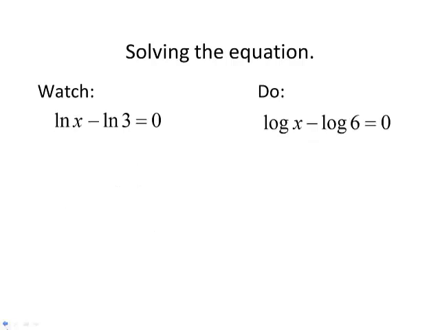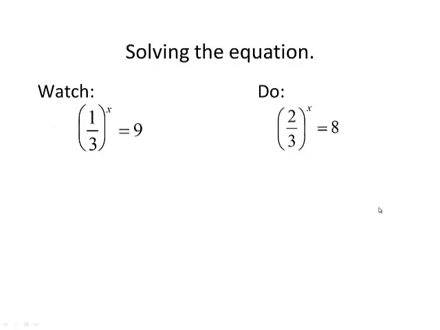Next. You're going to watch me do this one. I'm solving for x, so I need to isolate the x. So I'm going to add 3 natural log of 3 to both sides. Now I have natural log of x is equal to natural log of 3. Then I'm going to take the anti-natural log of both sides. They cancel each other out. I get x is equal to 3. Go ahead and do that. You finished? All right. Answer should be x is equal to 6.